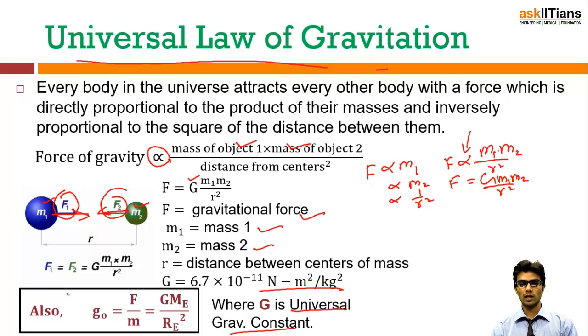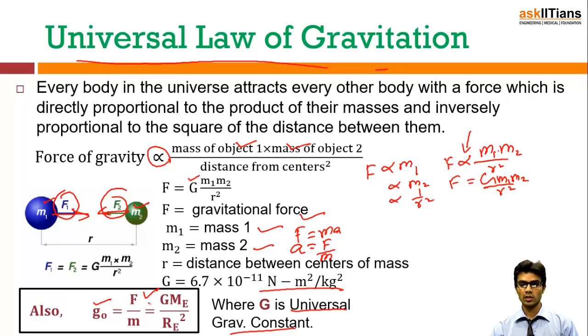Now also, the acceleration due to gravity g0. We know that F is equal to ma, and we want to find the acceleration, so the force is divided by the mass. This will give the acceleration. We are introducing g0 as the acceleration. It may be represented by a or g, but here we are introducing g0 as an acceleration. So this is the acceleration due to gravity.